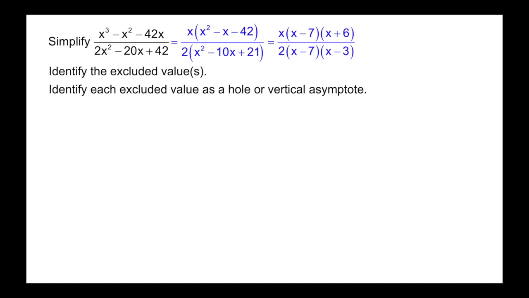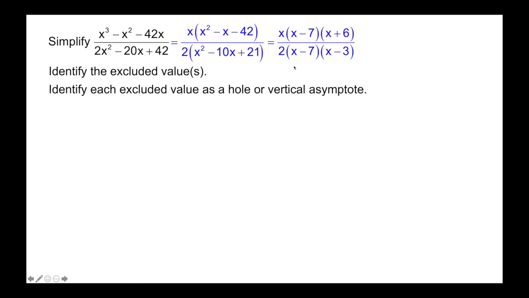If I set 2 not equal to 0, there'd be no variable to solve for. So I'm not going to do anything with 2. If I set x minus 7 not equal to 0, I'm going to add 7 over, and we find out that 7 is an excluded value. This one then is going to give me 3.